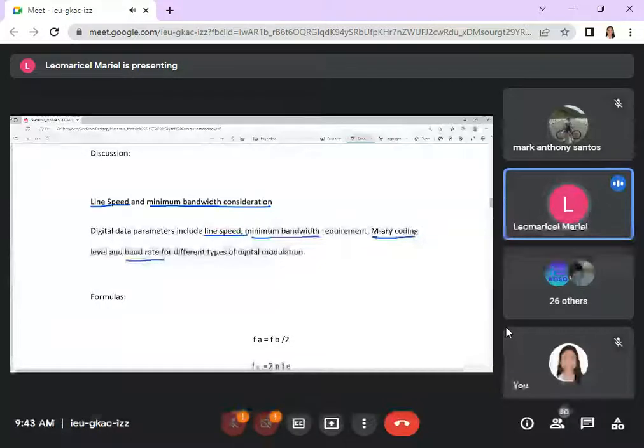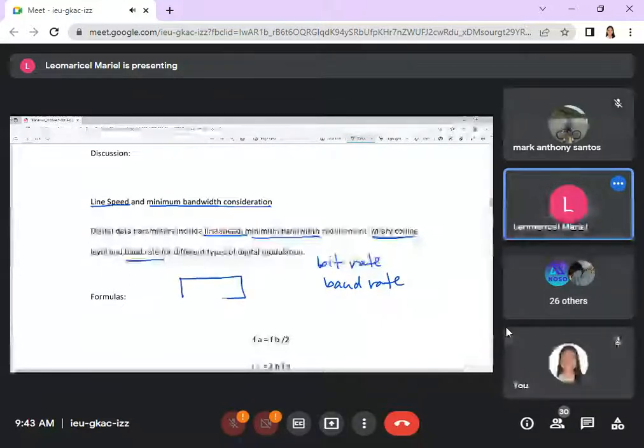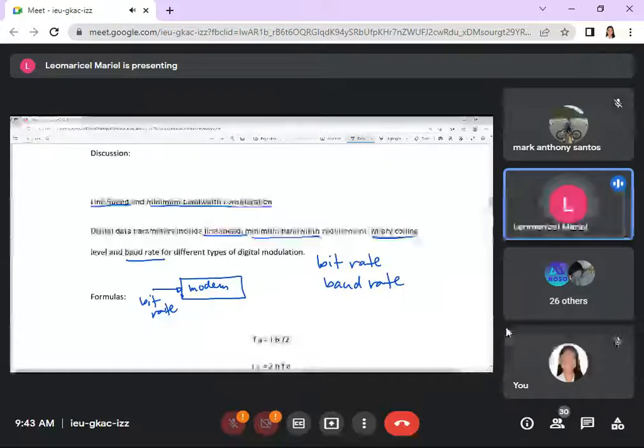So yung baud rate, ano yung ibig sabihin niya? Meron kasi tayong tinatawag na bit rate, and meron din tayong tinatawag na baud rate. So anong difference between the two? Pag sinabi nating bit rate, so this is your modem. Yung speed na pumapasok sa modem, that is referring to your bit rate or your throughput. While yung speed na binibigay ng modem mo, that will be your baud rate. That is the input bit rate of the system, or the line speed of the system.